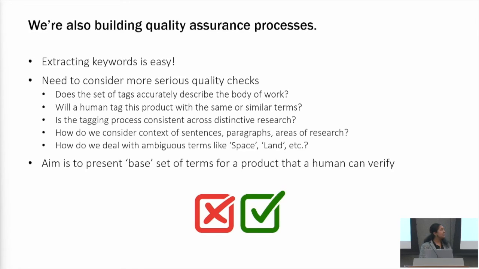The idea is that through this pipeline, we are able to present a base set of terms that a human can simply verify. This drastically cuts down on the time needed for humans to physically tag their documents. Instead, they are now just presented with these automatically generated terms, and with this human in the loop interaction, they can add things that may have been missed and remove things that should not have been there. The idea is to save some time.